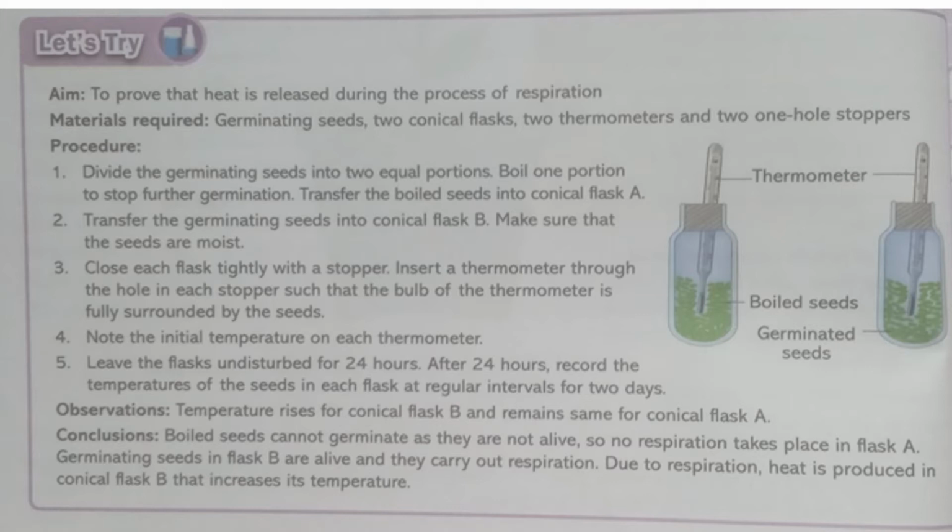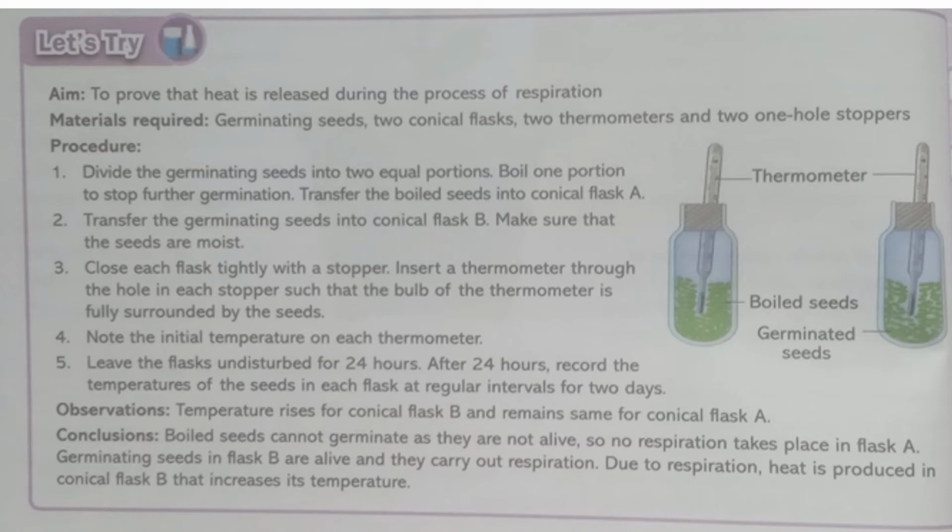Procedure, step number 1: at first we will divide the germinating seeds into 2 equal portions. Boil one portion to stop further germination, because when we boil, the cells of the seeds will die. Then we transfer these into conical flask A.